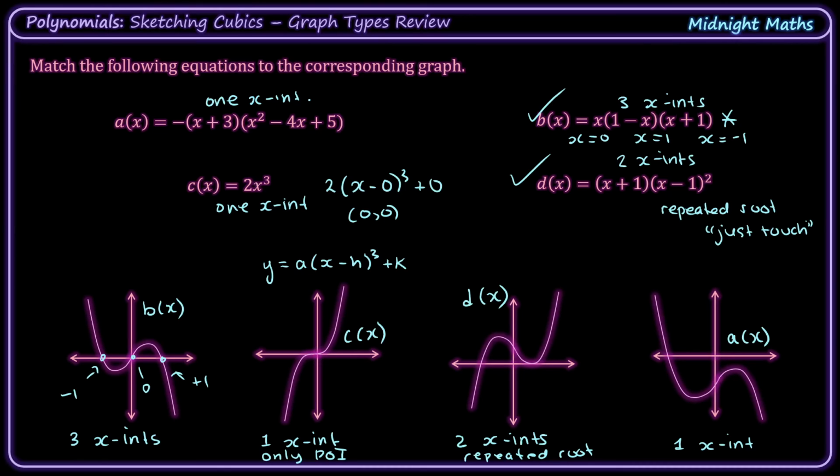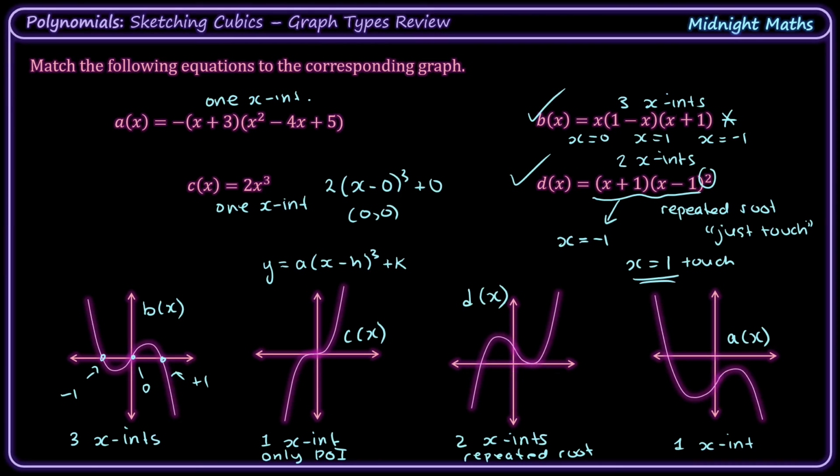Then for this one, it's quite important to check that the repeated root is in the correct place. If we use the null factor law, we get x equals −1 from the first bracket, and then x equals plus 1 from the repeated root. So this one is where it's going to just touch, at x equals 1. In fact, this could be x equals 1 and this could be x equals −1, and it's just touching at the 1, so this is also correct.